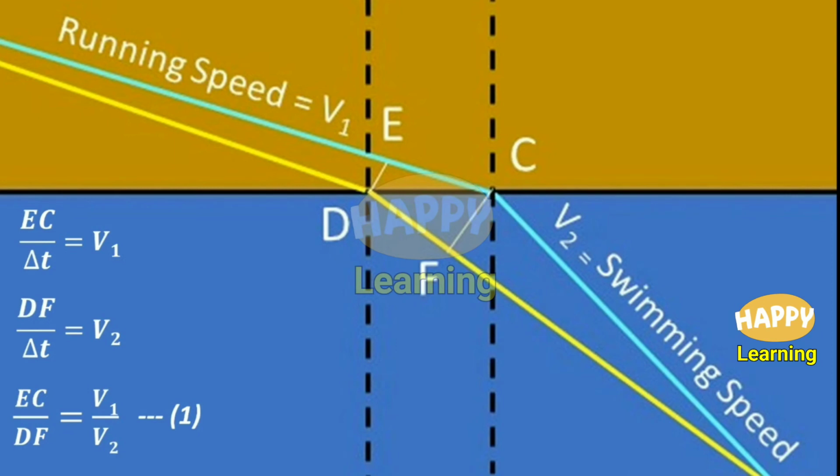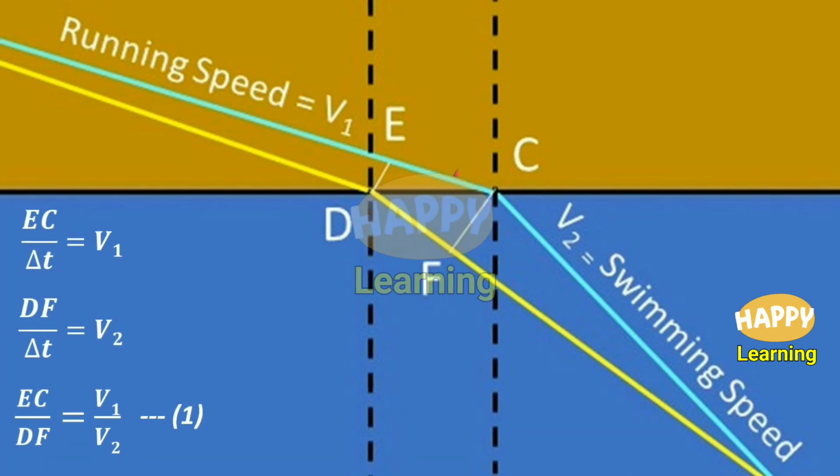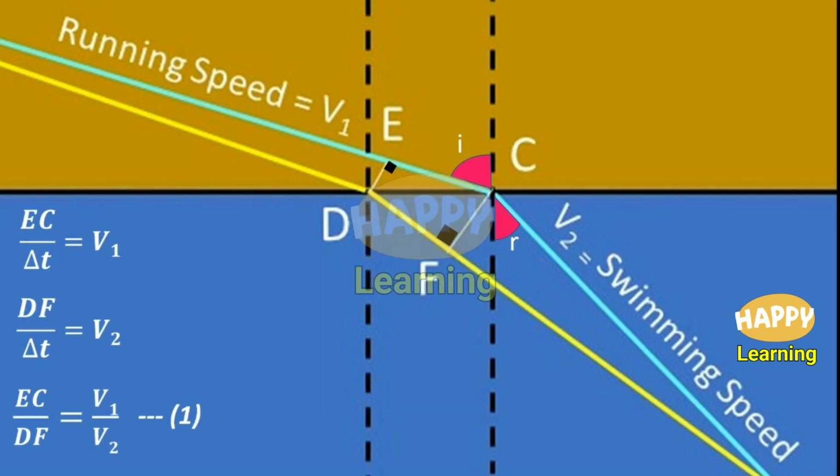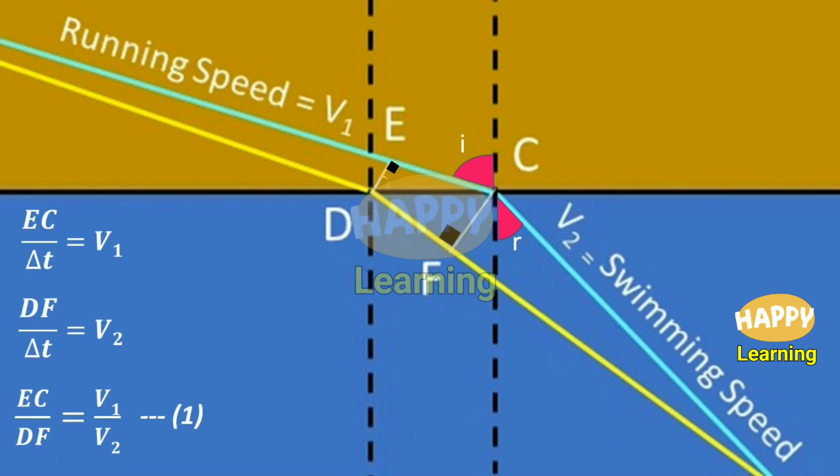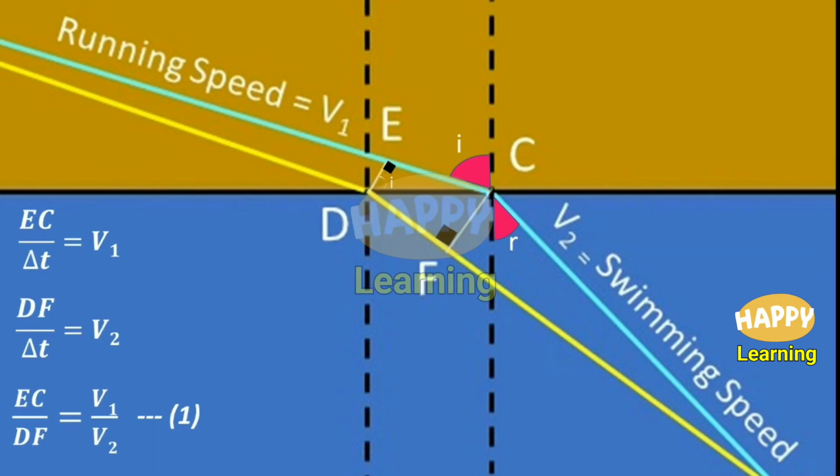So then, let the angle of incidence at point C be I, and the angle of refraction at point C be R. The angles at E and F are 90 degrees, because DE is the perpendicular drawn onto AC, and CF is the perpendicular drawn onto DB. Then in the triangle ECD, the angle at D is equal to I.